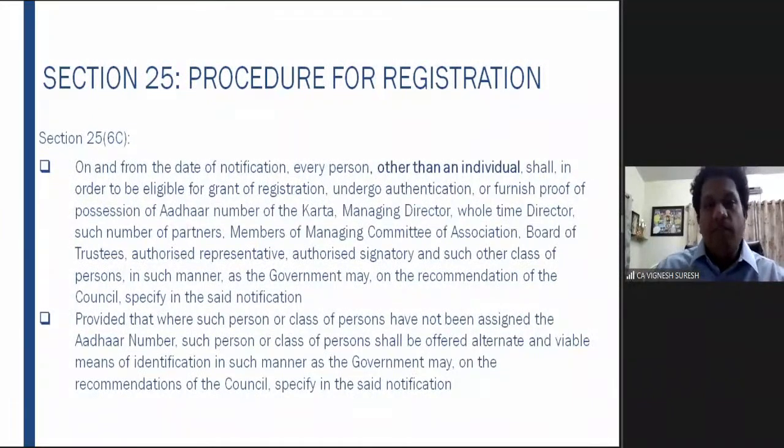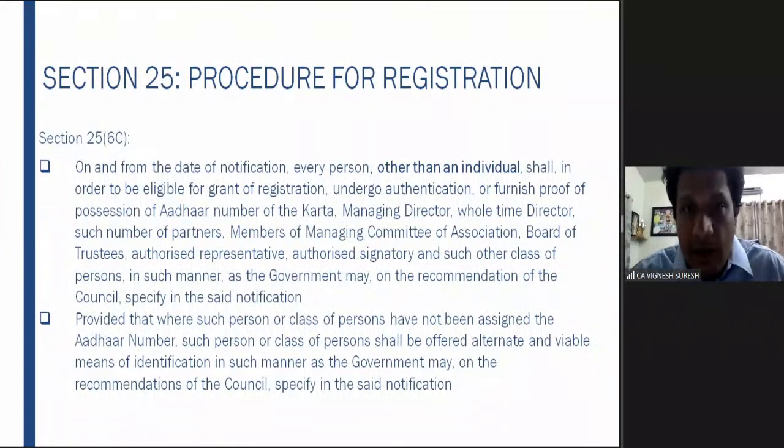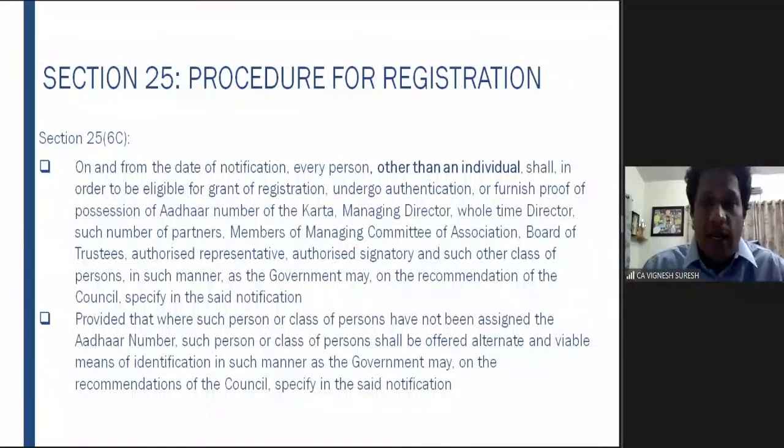6E is again very simple. Here they talk about the person other than an individual. So if you are not an individual, if you are a company, a HUF, or a partnership firm, in that particular situation, the authentication should be done for the authorized representative of the company. Because if you are a private company applying for the GST registration, the authorized signatory will be any one of the directors of the respective company.